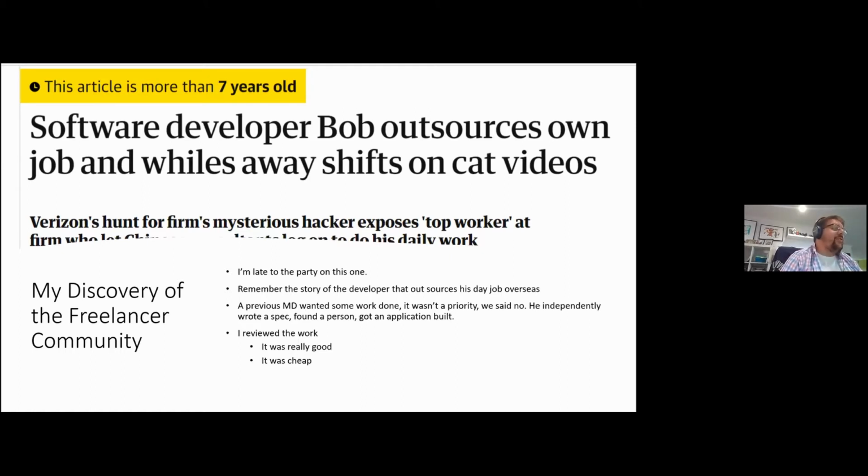If you think about the journey, I think for me the first insight was, you would remember many, many moons ago, a software developer got caught outsourcing his entire work.